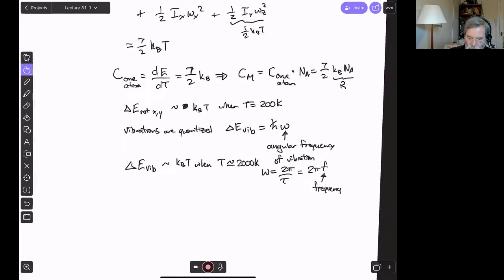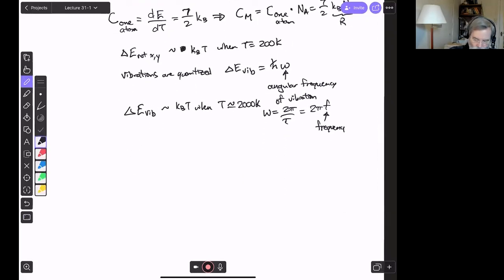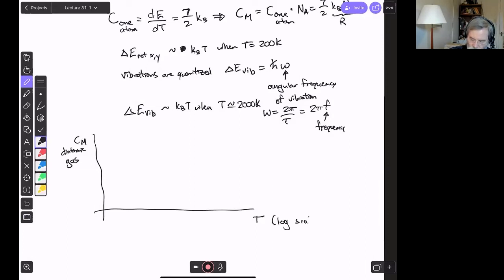So now we're going to make a graph. On this graph, we're going to graph the molar heat capacity of a gas, a diatomic gas I should say, as a function of temperature. And this temperature, we're going to use a kind of log scale. So here's 2000 Kelvin and 200 Kelvin. What we already showed is that at very high temperatures, the molar heat capacity is 7/2 R. I want you to roughly fill in the rest of this graph.